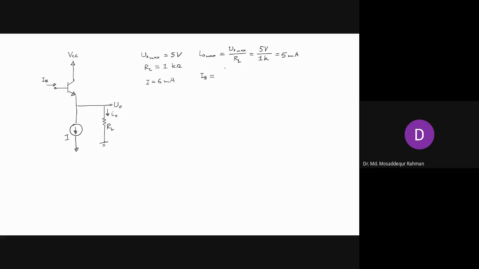IB will be, Sir, this I is equal to IE by beta plus 1, right? Yes. Okay. So if I is 5 milliampere, then 5 milliampere divided by beta, let's say 101, so approximately this will be 0.05 milliampere, right? That is not that high, that is okay. Imagine that this is connected to the output of the amplifier.